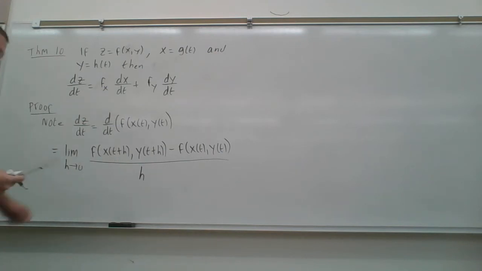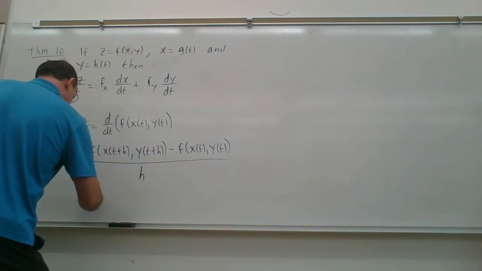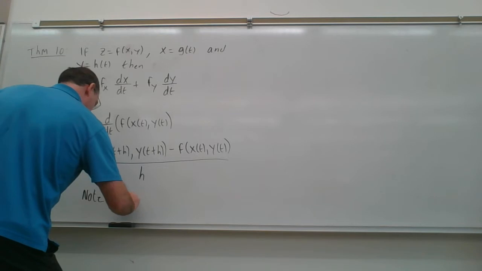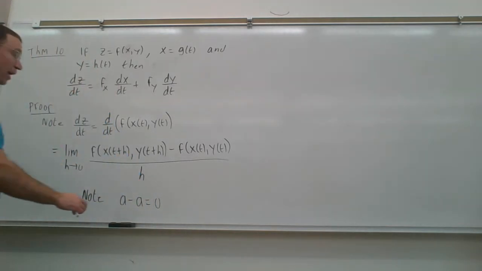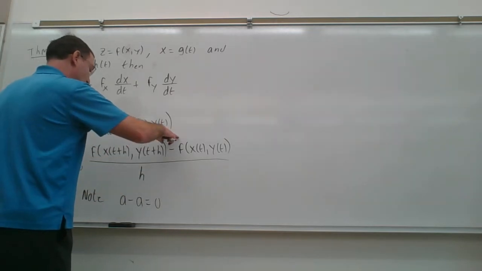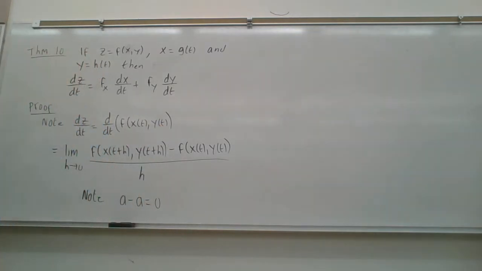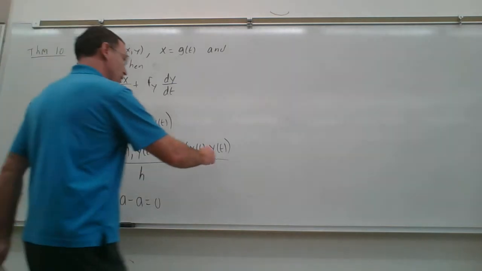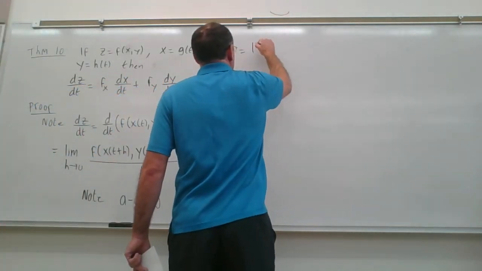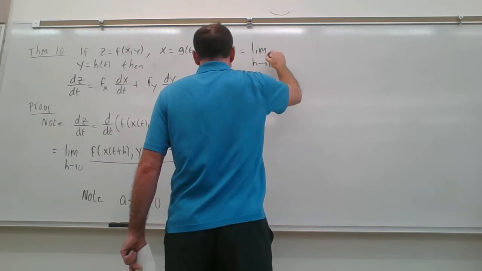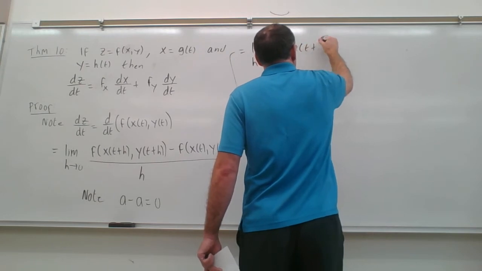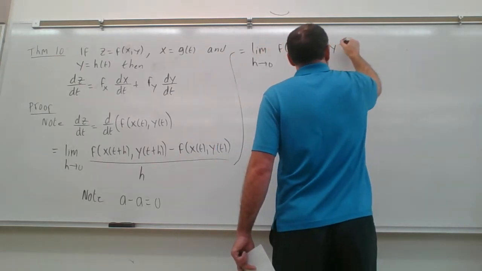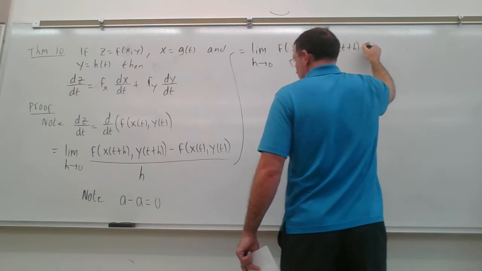Now we're going to do a little trick here. So note, a minus a is 0. So I can add and subtract the same thing in this fraction, and it'll be 0. I'm going to choose to write this as, so the first one will be the same, f(x(t+h), y(t+h)).